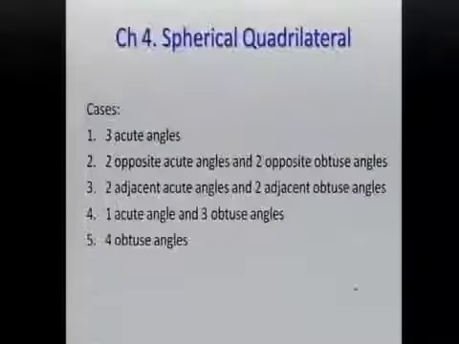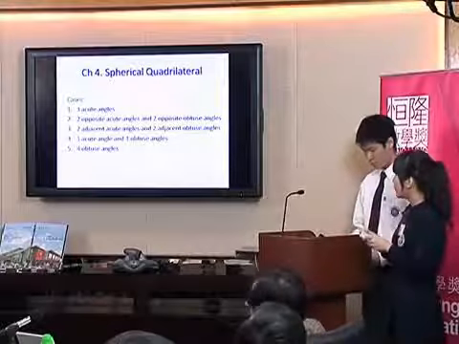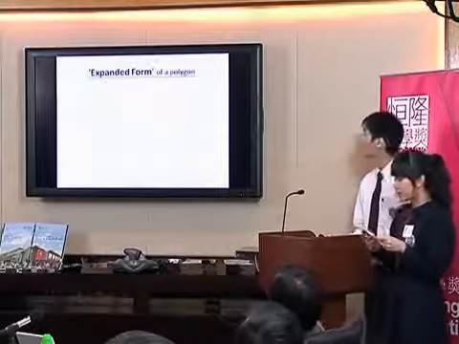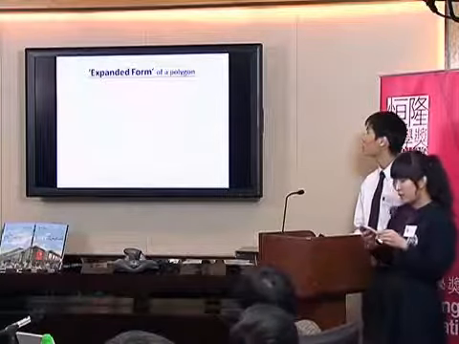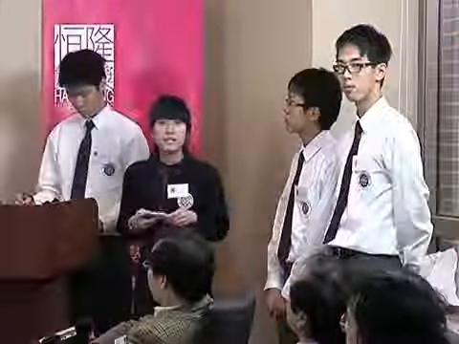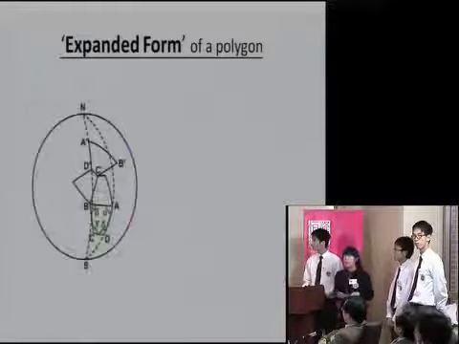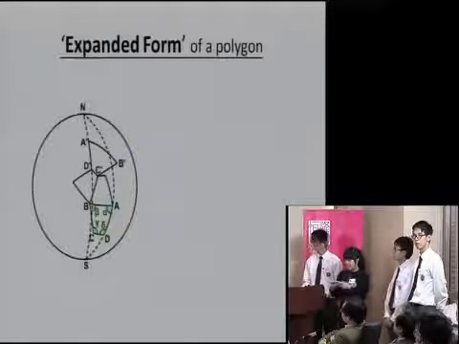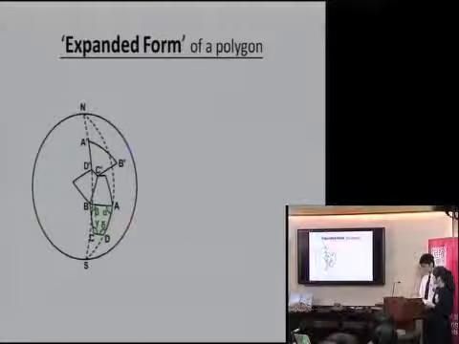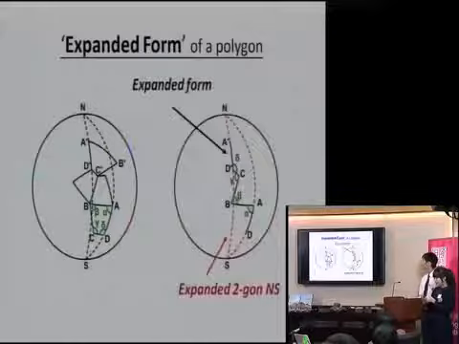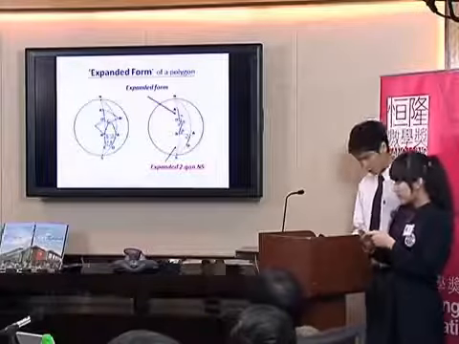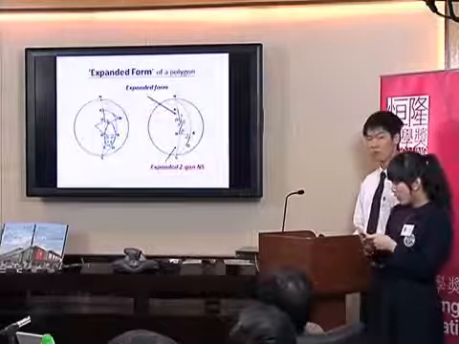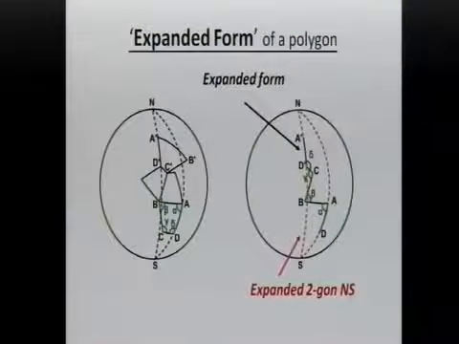In Chapter 4, we divide the spherical quadrilateral into 5 cases. We first introduce a new definition, the expanded form of the spherical polygon. Take a quadrilateral as an example. After reflecting the quadrilateral 3 times, the corresponding sides AD and A'D' will intersect at points S and N, forming a two-gon, and we call this the expanded form.